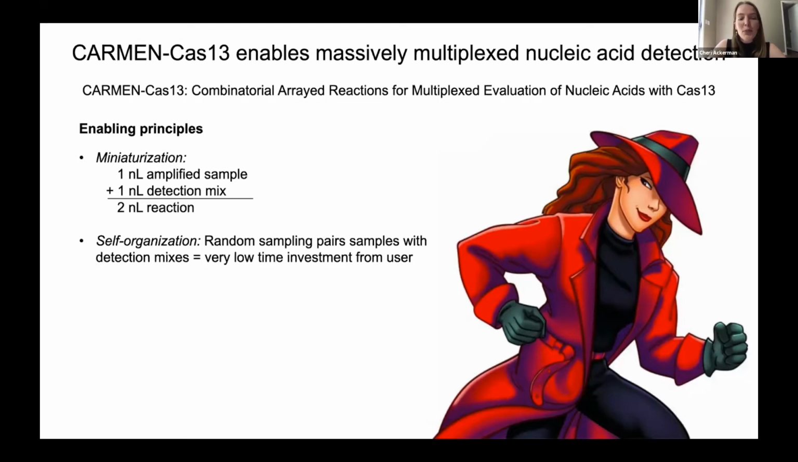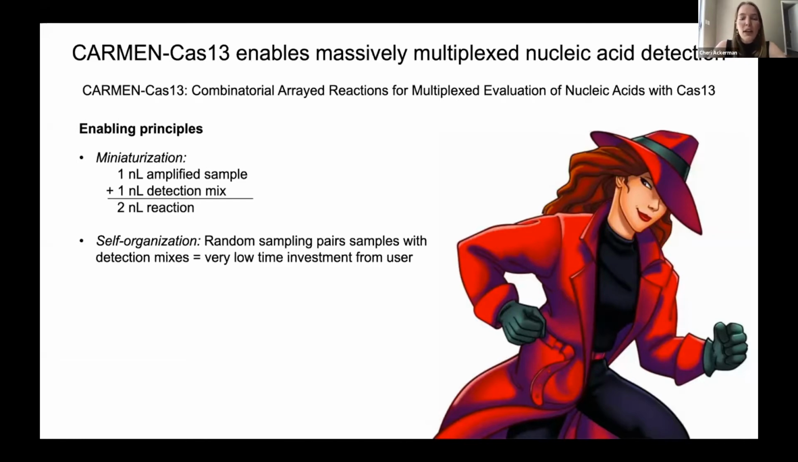And then the second principle is self-organization. And this means that instead of setting up each reaction in a deterministic way, so we're going to take patient sample 1, and first we're going to test it for COVID, then for flu, then for RSV, we're going to take all of the samples and all of the detection mixes that we're testing and let them randomly associate.